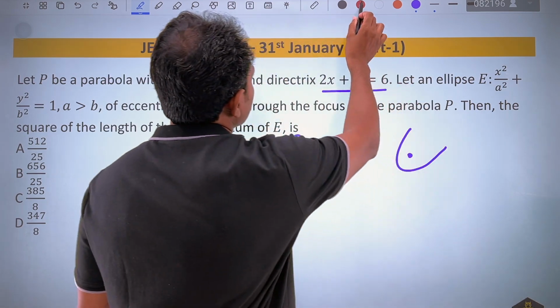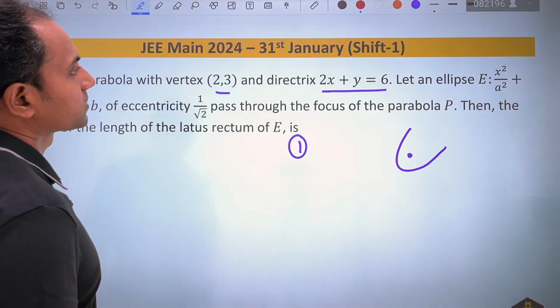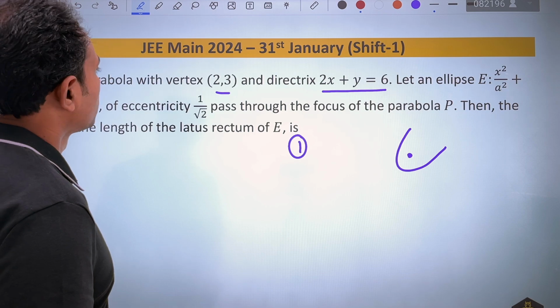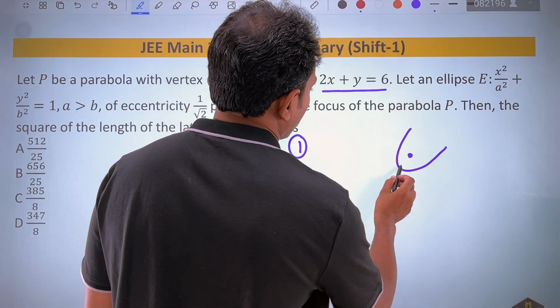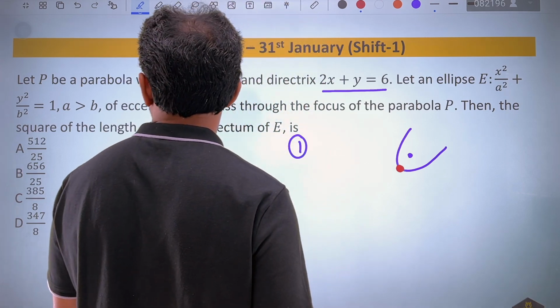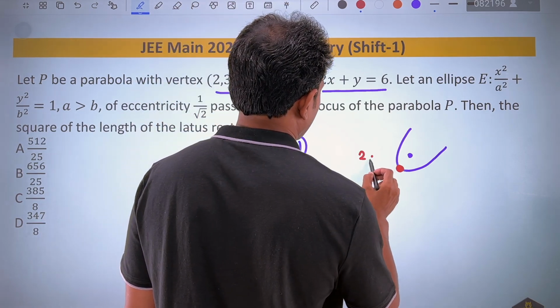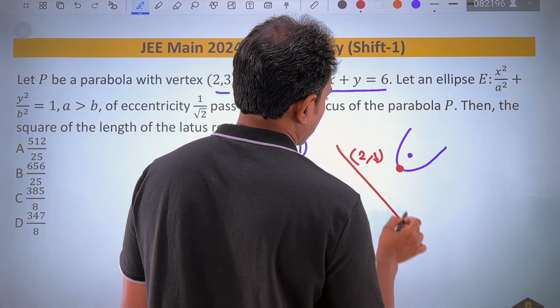Now what is happening here is my ellipse passes through the focus of the parabola P. What they have given on the parabola is nothing but this vertex that is given as (2, 3). They have given the directrix.